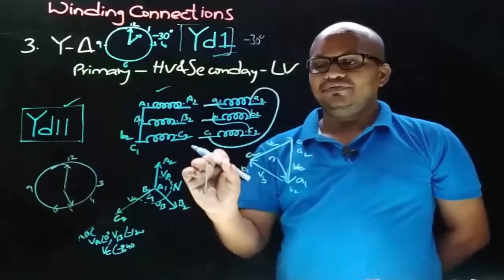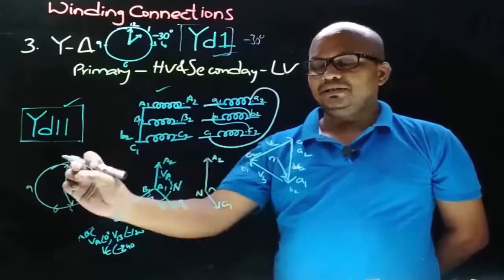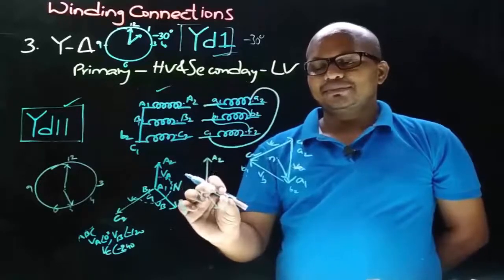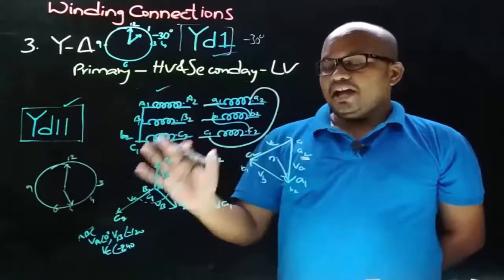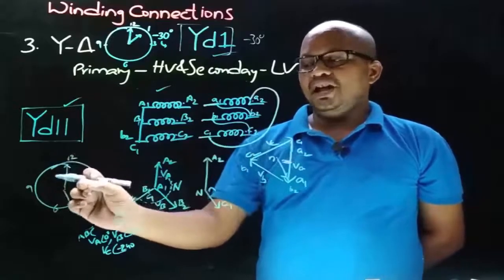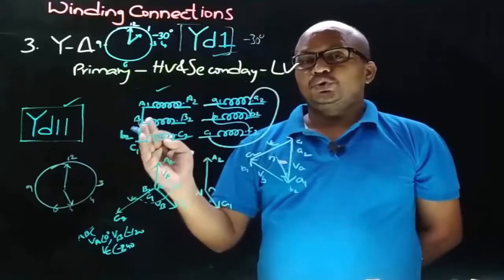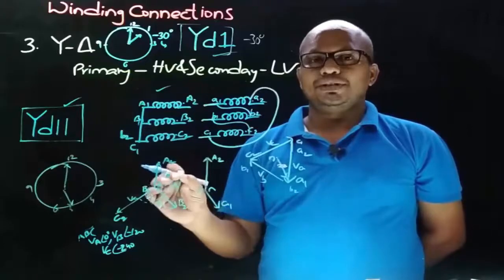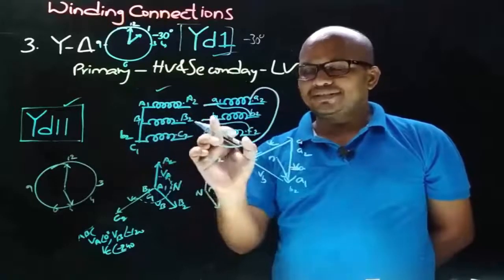Here the HV side phase to neutral voltage is represented by the minutes needle in the clock, and the LV side phase to neutral voltage is represented by the hours needle in the clock, and the angular difference between the minutes needle and the hours needle will give the LV side phase to neutral voltage displacement with respect to the primary side phase to neutral voltage. So now let's identify the vector group symbol for this type of connection.